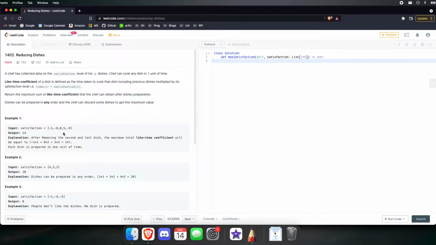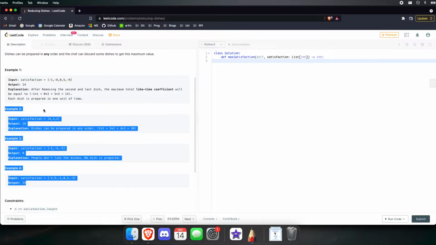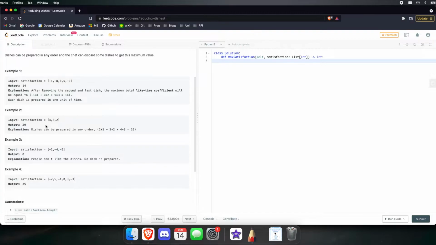And then the third dish that he's going to decide to cook is the 5. That dish has a satisfaction level of 5, and he's going to cook this at time 3. So if we sum this all up, we'll get -1 times 1 plus 0 times 2 plus 5 times 3, which is going to be equal to -1 plus 15, which results in 14. This is the maximum he can get for this example. Now there's three other examples here. They don't go as detailed in the explanation, but there's no need to worry about that.